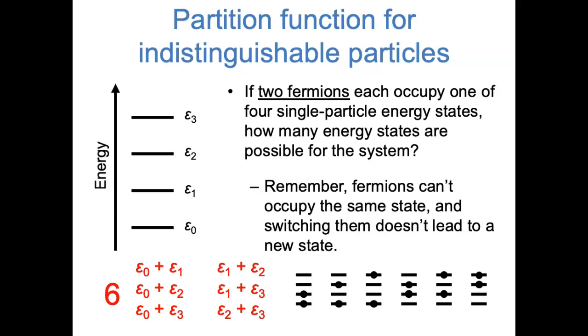It turns out that if you put 2 fermions in this set of 4 energy levels, there are 6 distinct ways of doing it, shown here. 0,1; 0,2; 0,3; 1,2; 1,3; and 2,3. And remember, because the 2 particles are indistinguishable, if you switch the 2 particles, you don't get another state.